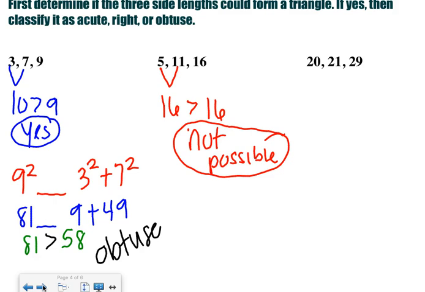How about you try the next one? You give it a start. See what you can come up with. Those two are bigger. Good. That's a good start. Don't you add them? If you add 20 and 21 together. Yeah, just to make sure you can form a triangle. That's step one.